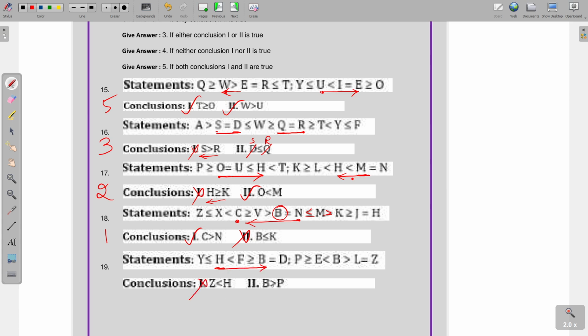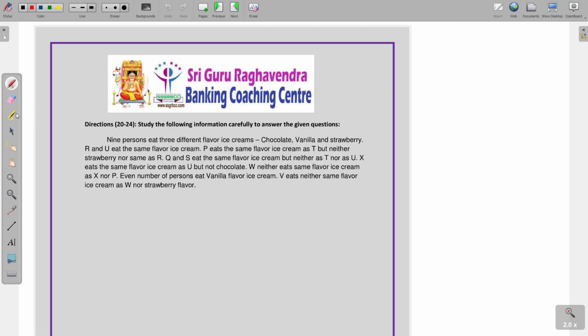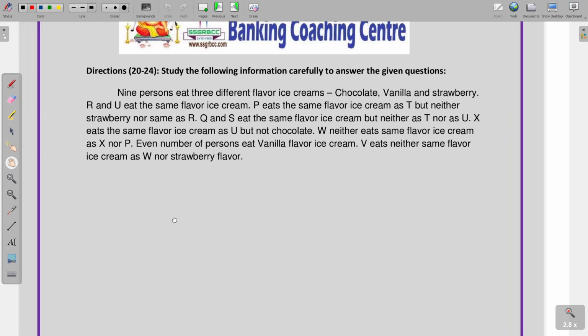And B greater than P. So B here and P here. Okay, and also B here. So both signs are different. Conclusions 1 and 2 do not follow. Neither conclusion 1 nor 2 follows. And let us move on to the next one. See the next one, we have a puzzle. One more puzzle we have.